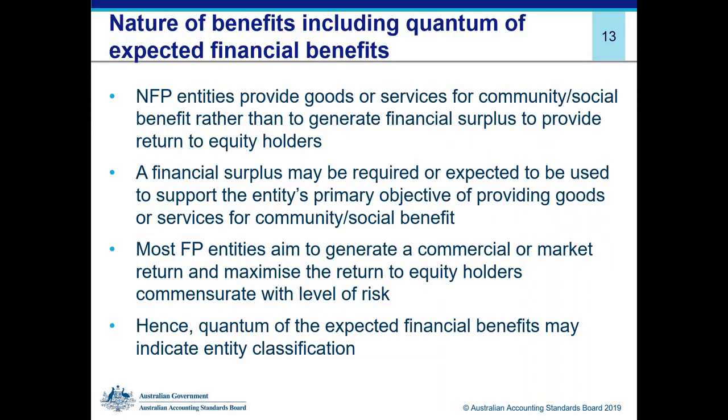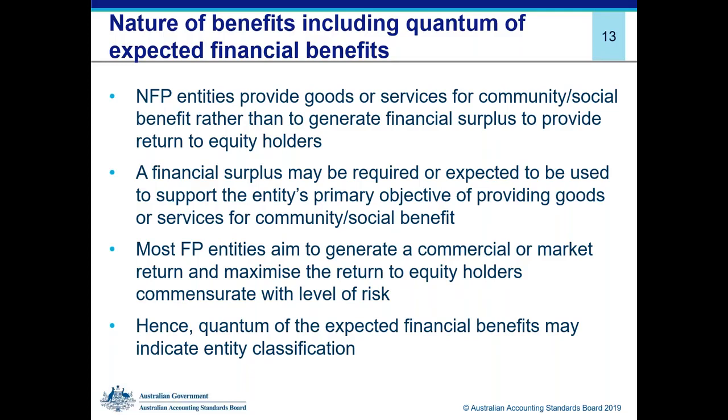Now let's move on to the next indicator, which is the nature of the benefits, including the quantum of expected financial benefits. Not-for-profit entities provide goods or services for community and social benefit rather than to generate a financial surplus to provide a return to equity holders. Where a not-for-profit does generate a financial surplus, it may be required or expected that it is used to support the entity's primary objective of providing goods or services for community and social benefit.